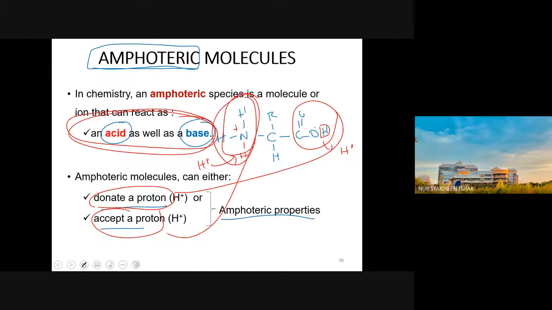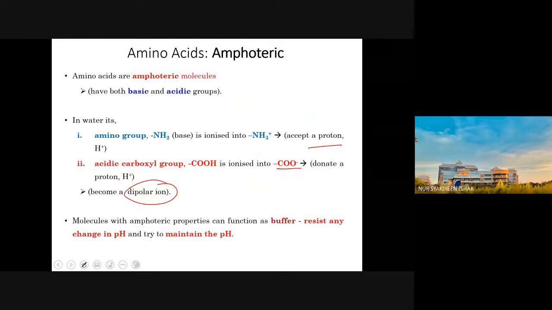It has both positive and negative charge. Okay, positive and negative charge here. So molecules with amphoteric properties can function as buffer, which resist any change in pH and try to maintain the pH. So it means that, for example in your body, the normal pH for your body is 7.4. Okay, 7.4 cannot be more than 7.4 or drop below 7.4.